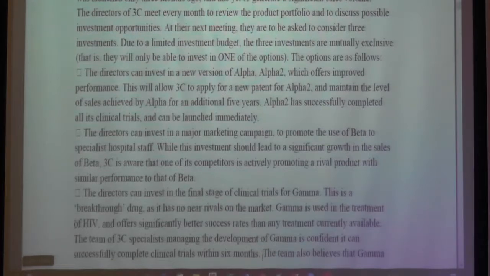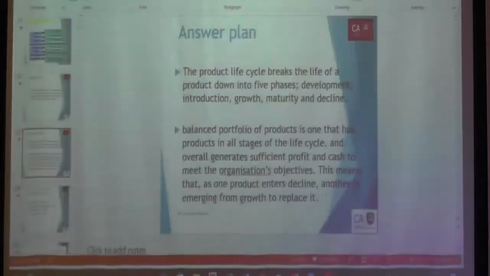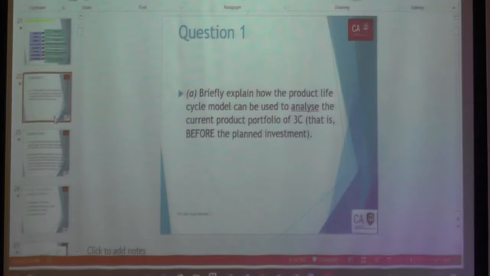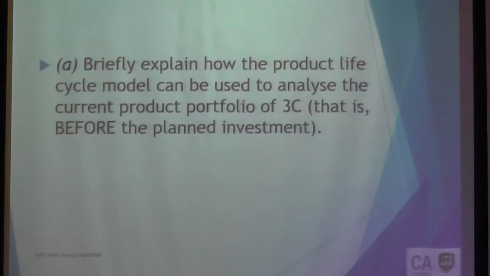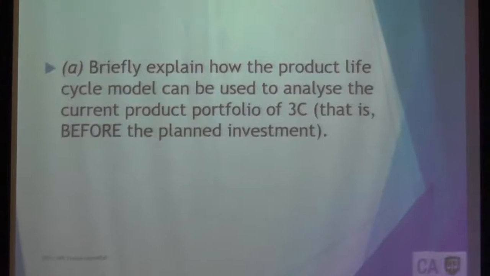This is the question, this is the information. Let's look at the first requirement, guys. This is the first requirement, question number 1. It says, briefly explain how the product lifecycle model can be used to analyze the current product portfolio. They have 3 products in this portfolio, and that is before the planned investment. So prior to the investment, looking at the 3 investment initiatives, what can you say about the current product portfolios? That's what they're trying to say.